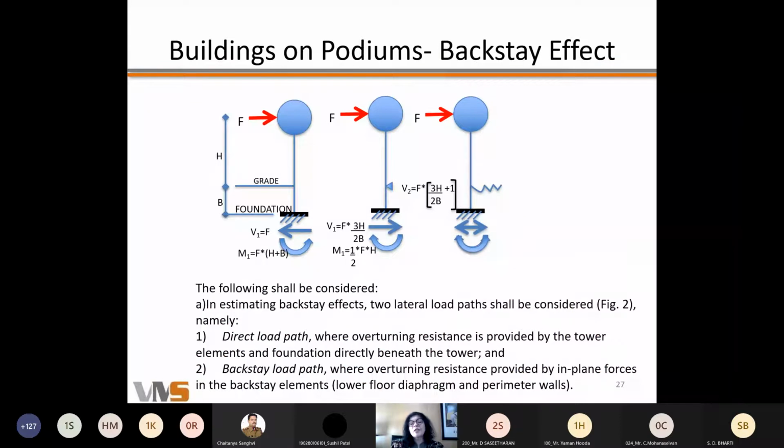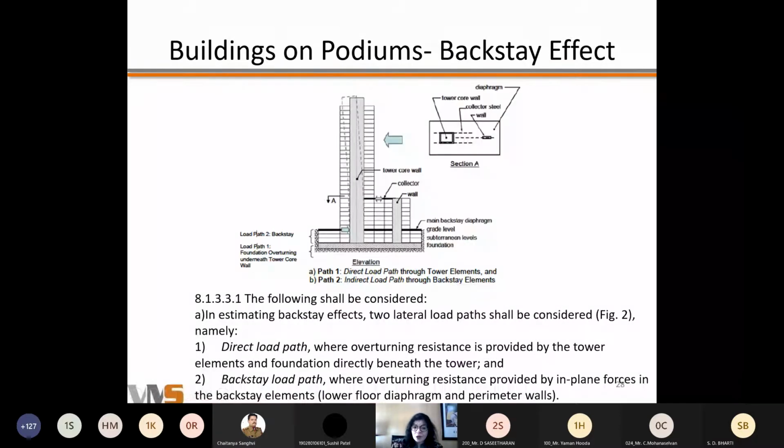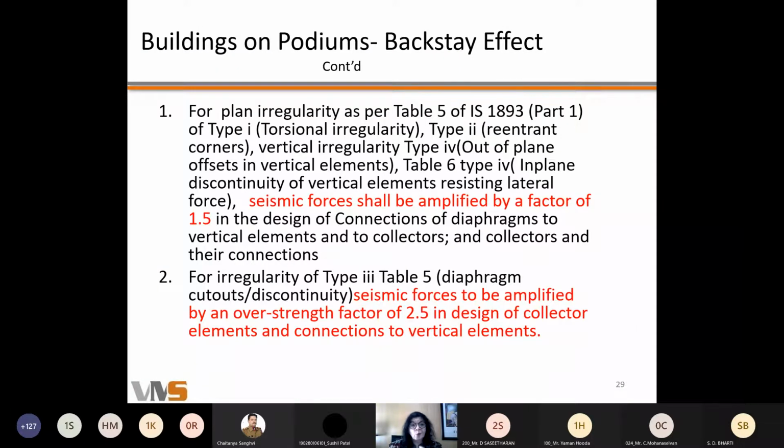So there is a huge chapter in this code about what to do about buildings with podiums, and taking into consideration this backstay effect, because this is what you get, right? This backstay over here. I'm not going to get into all of this because it's a very detailed chapter. Do go through it when you have the time, especially since you all are now doing a lot of tall buildings, and I'm sure there is a podium here, but you have all these different irregularities in IS 1893.